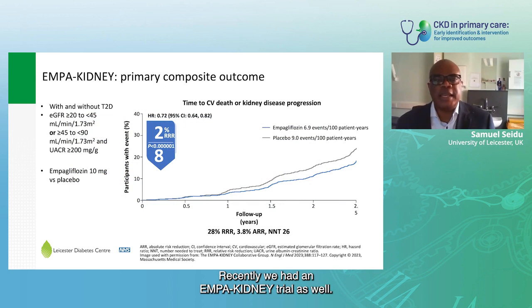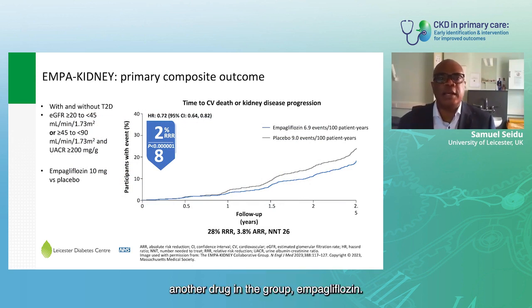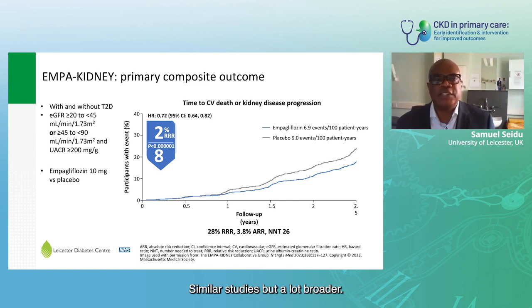And recently, we had the EMPA-KIDNEY trial as well. Again, looking at another drug in the group, empagliflozin, similar to studies done, but a lot broader. The population is a lot broader this time: patients with and without diabetes, and this time also a significant proportion of patients without albuminuria. And again, we've seen consistent results, a 28% relative risk reduction at the end of the follow-up period.